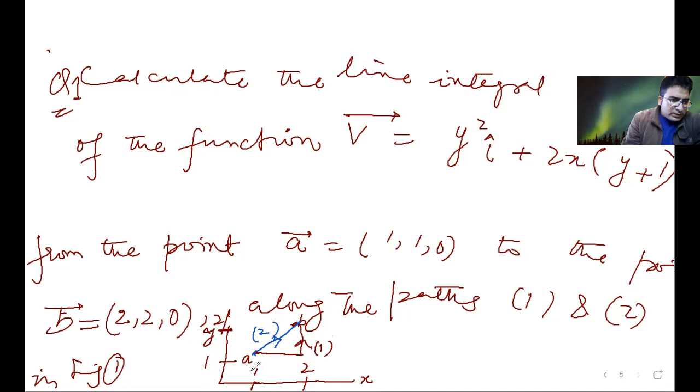In path 1, I go along the x-axis from point (1, 1), first to (2, 1), then from (2, 1) to (2, 2). In path 2, I directly go along this way from point (1, 1) to point (2, 2), right? And there is another portion of the question.